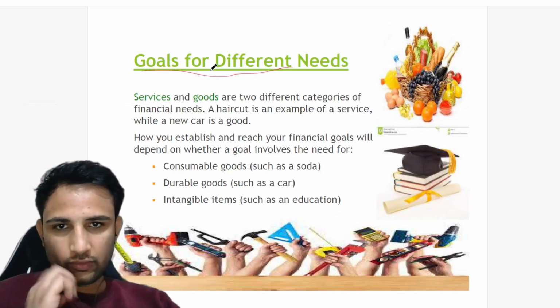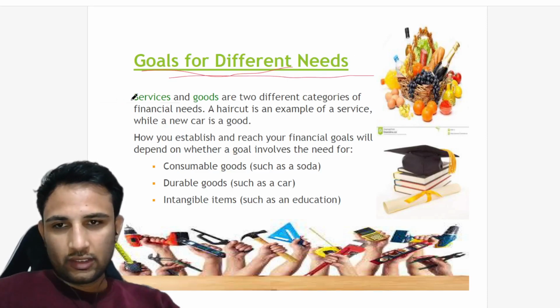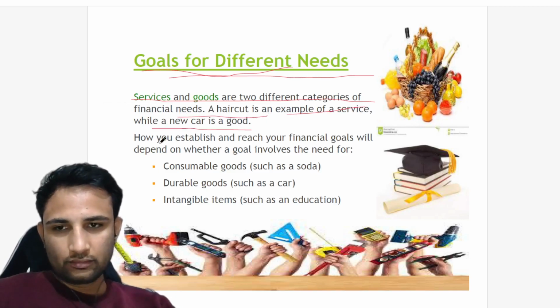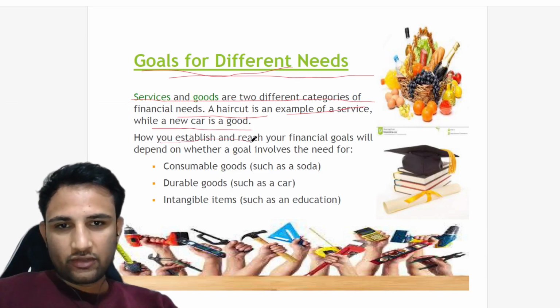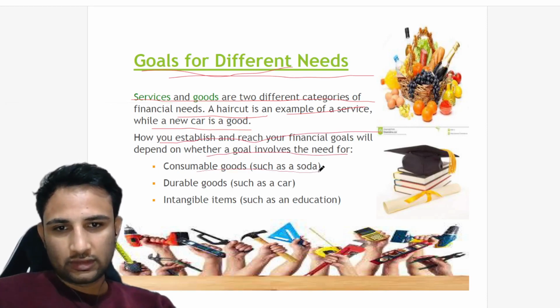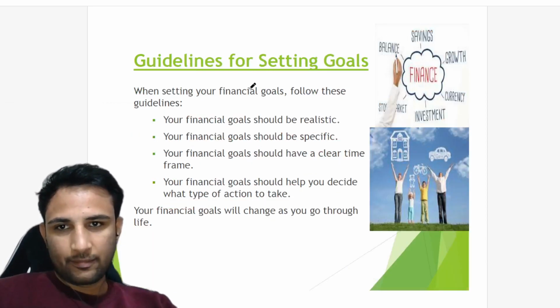There are also goals for different needs. So services and goods are two different categories of financial needs. A haircut is an example of a service, while a new car is a good. How you establish and reach your financial goals will depend on whether a goal involves the need for consumable goods such as soda, or durable goods such as a car, or intangible items such as an education.